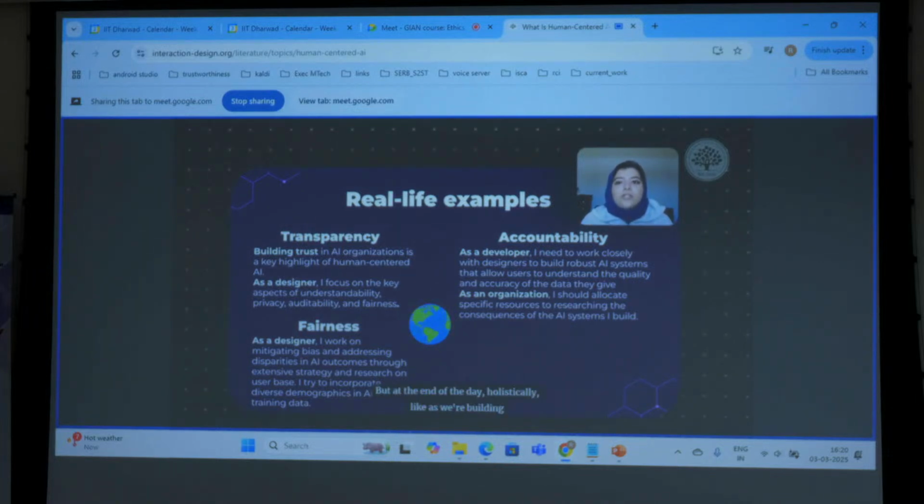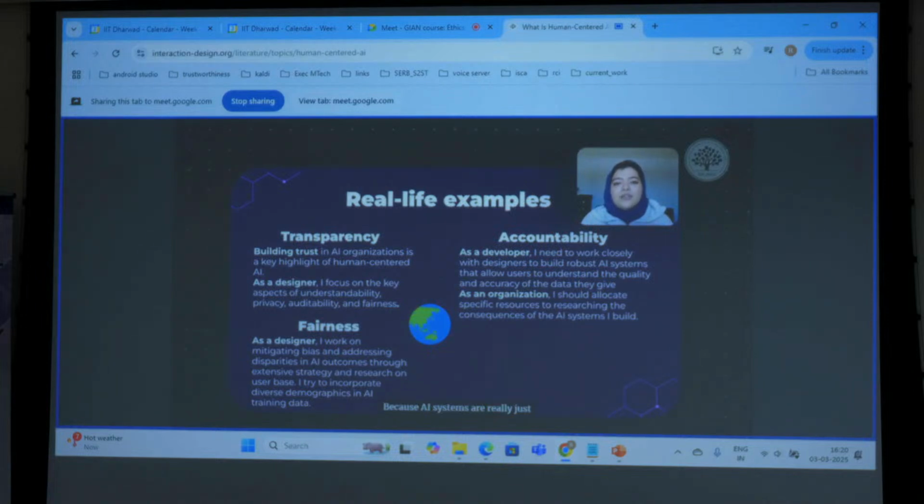But at the end of the day, holistically, as we're building and growing in our careers, one of the things that is super beneficial and helpful, not only in our practice but in our impact on the world, is being able to really use our knowledge and skills of strategy and research to figure out how to mitigate bias, figure out how to address disparities in AI outcomes, incorporating diverse demographics, for example, in AI training data, which will allow the system to run its outcomes not on just one tunneled batch of data. Having diverse data sets means that you're building outcomes for a diverse group of people.